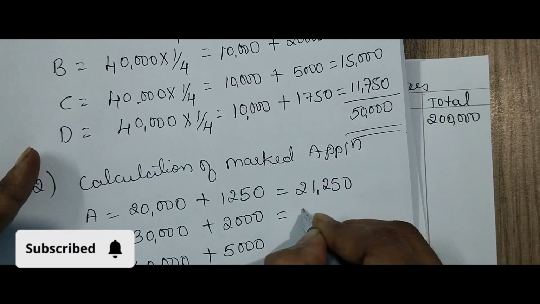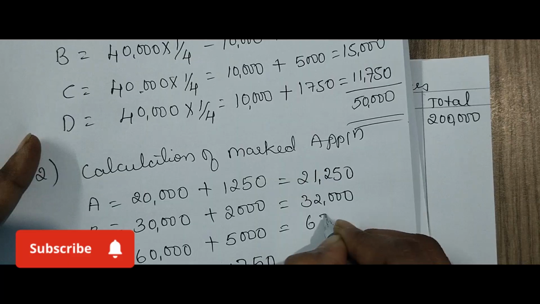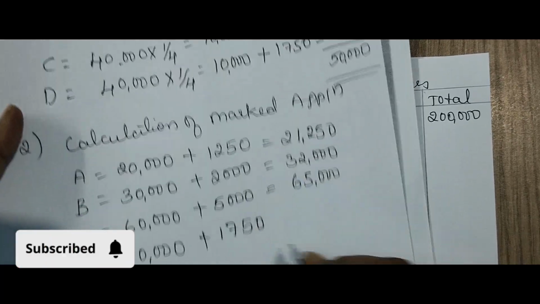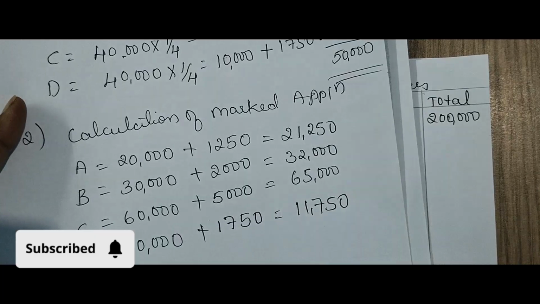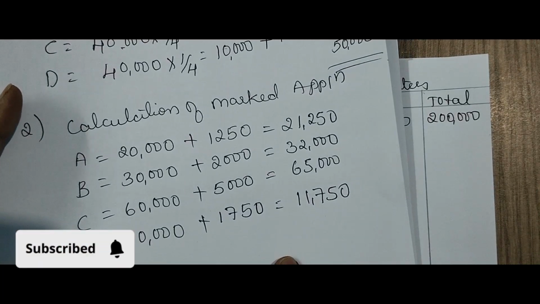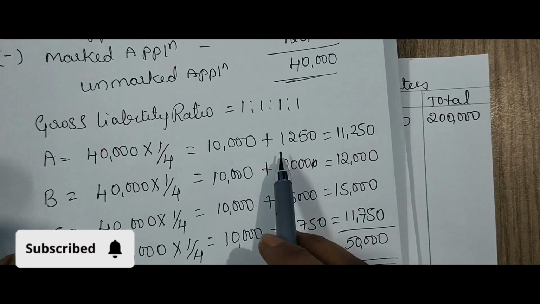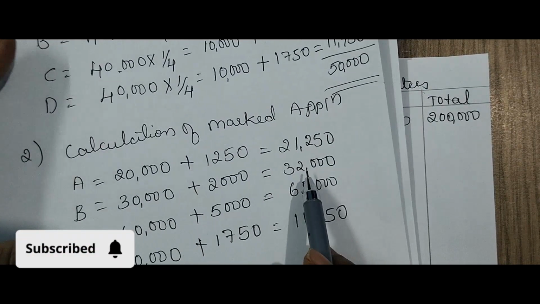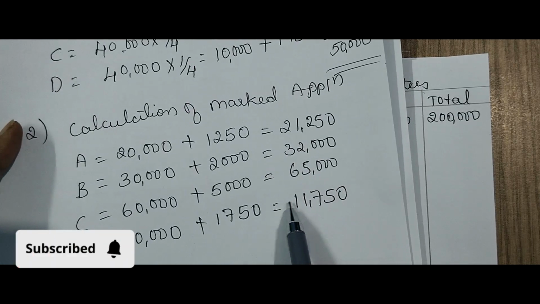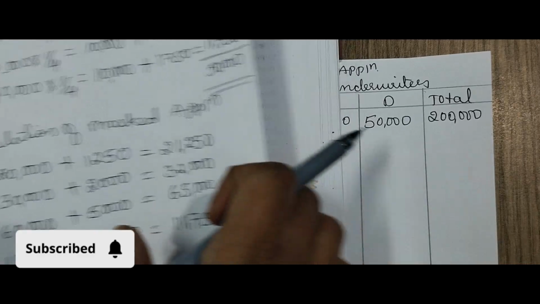It is 21,250, 32,000, 65,000, 11,750. This is the marked application. Understood? No? When it was treated as the unmarked application, we added to the unmarked application. When firm underwriting is treated as marked application, we are adding to the marked applications.